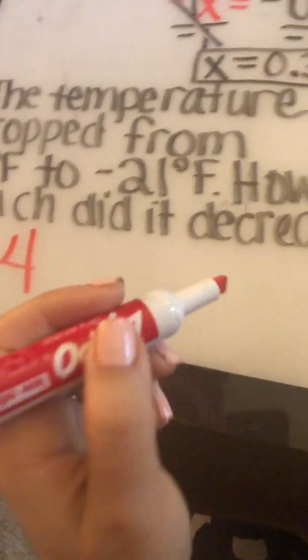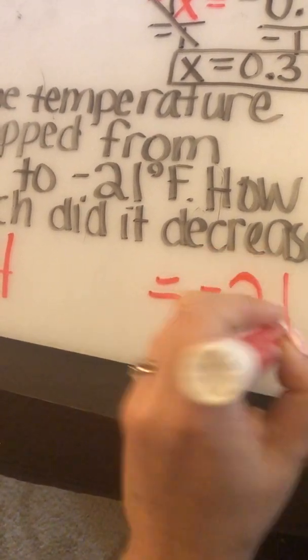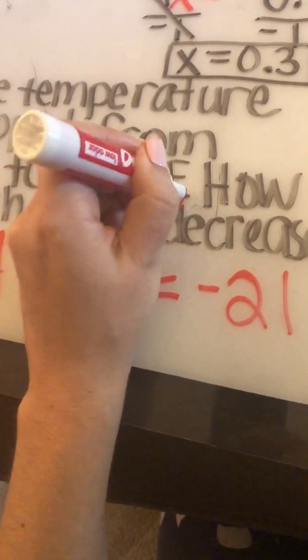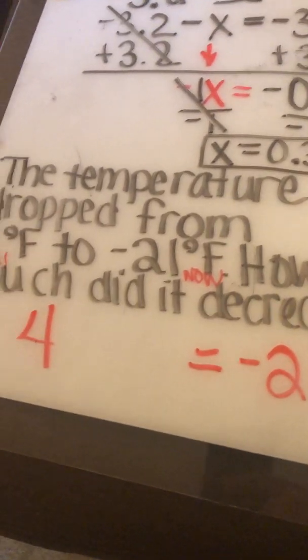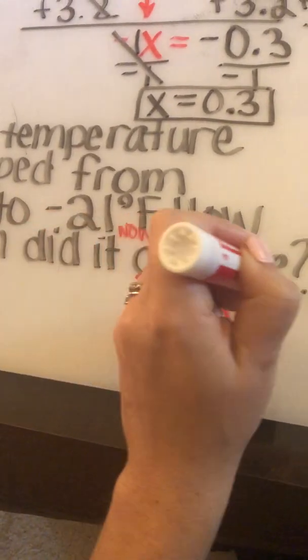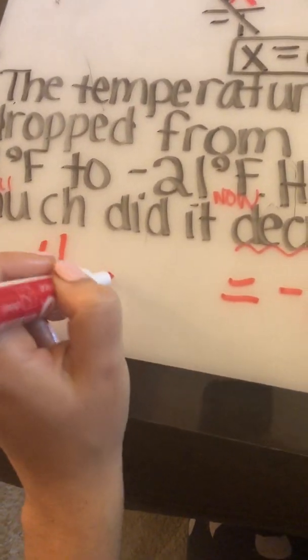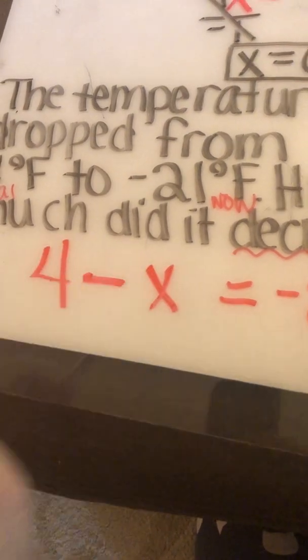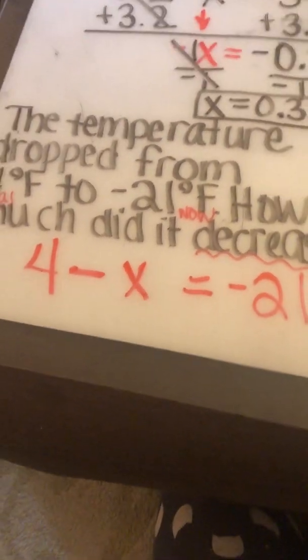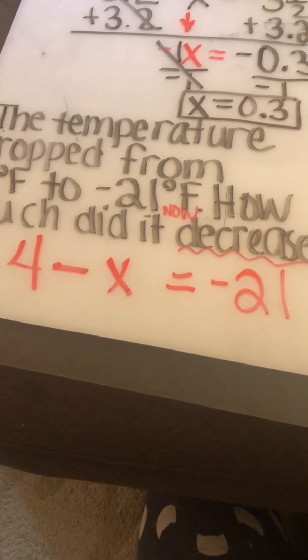That's what my temperature equals. So my temperature equals negative 21. That's where I'm at right now. This is my current, what we're at, okay? They want to know how much did it decrease. The word decrease tells me that it went down. So I would then put minus a variable. I don't know how much it went down, but I know that it decreased, so that means minus, okay? And there is my equation to solve.